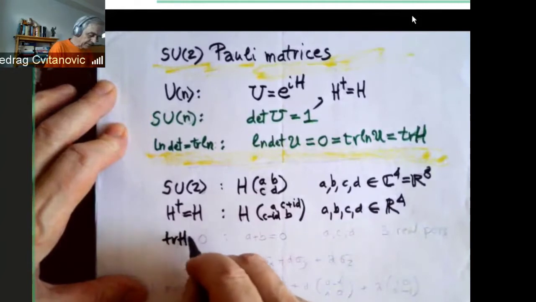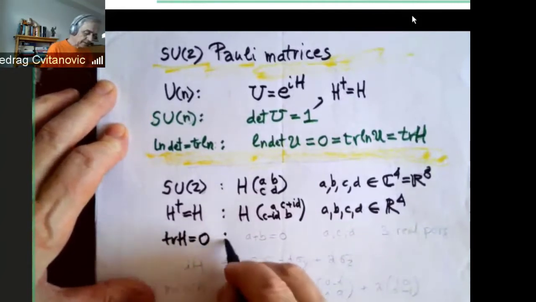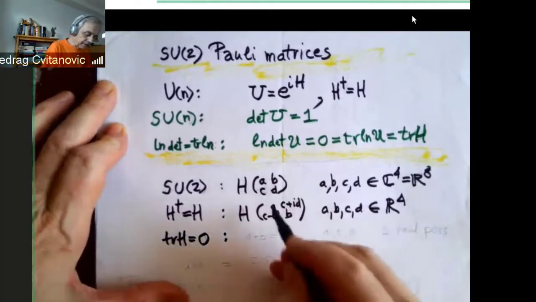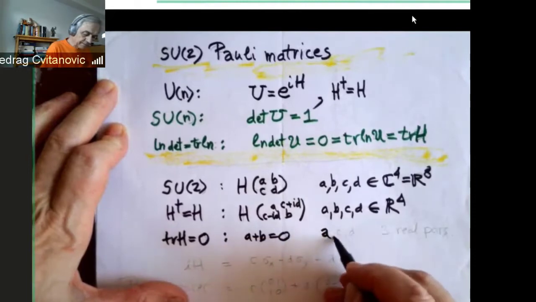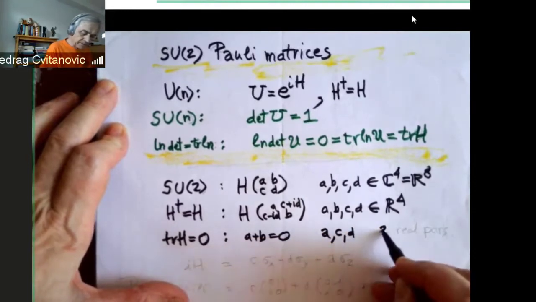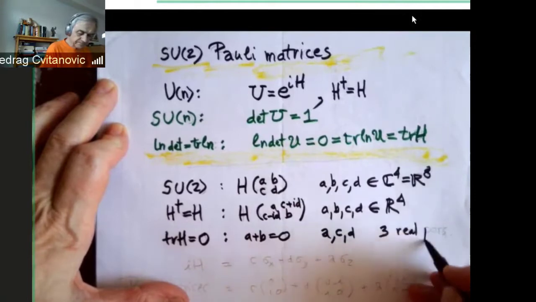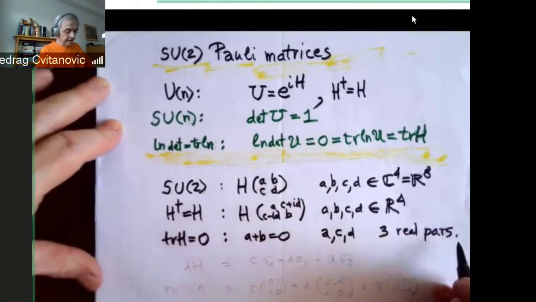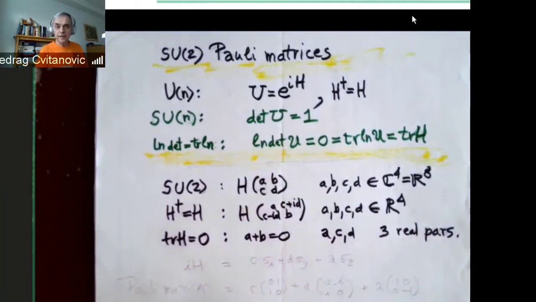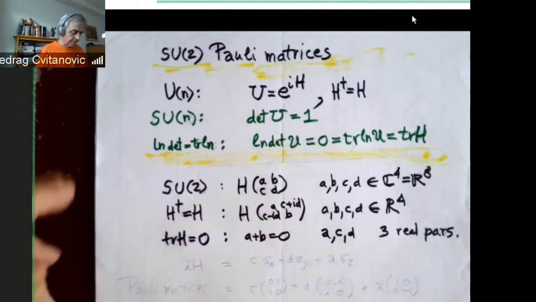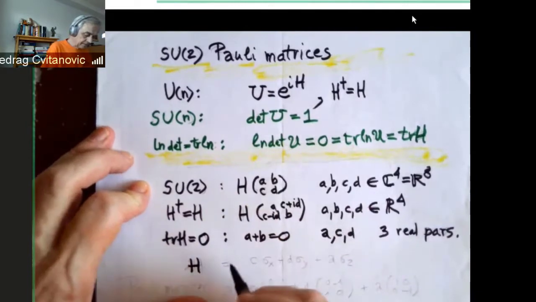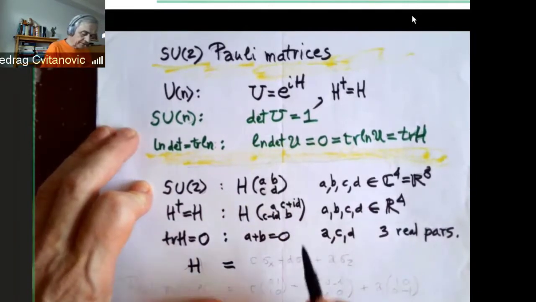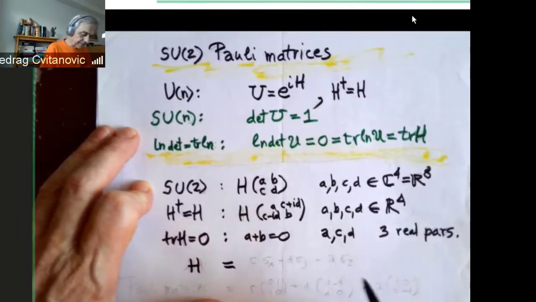But if you look at the special unitary group, then the trace has to be 0, so A plus B is 0. So those are parameterized by 3 real parameters. Now, you might remember that rotations in 3 dimensions are parameterized by 3 parameters, but that doesn't mean anything, just numerology. These being Hermitian, I can always write it as a sum of 3 matrices.